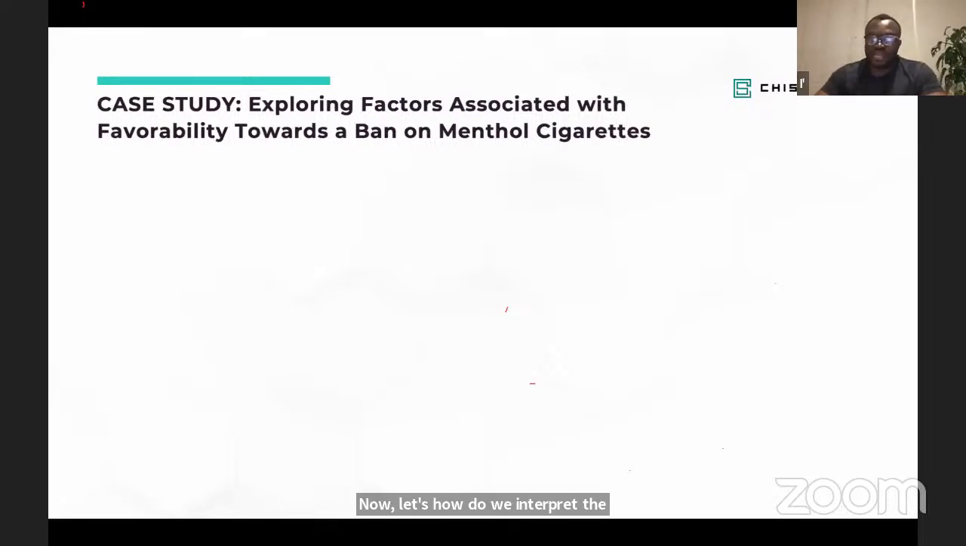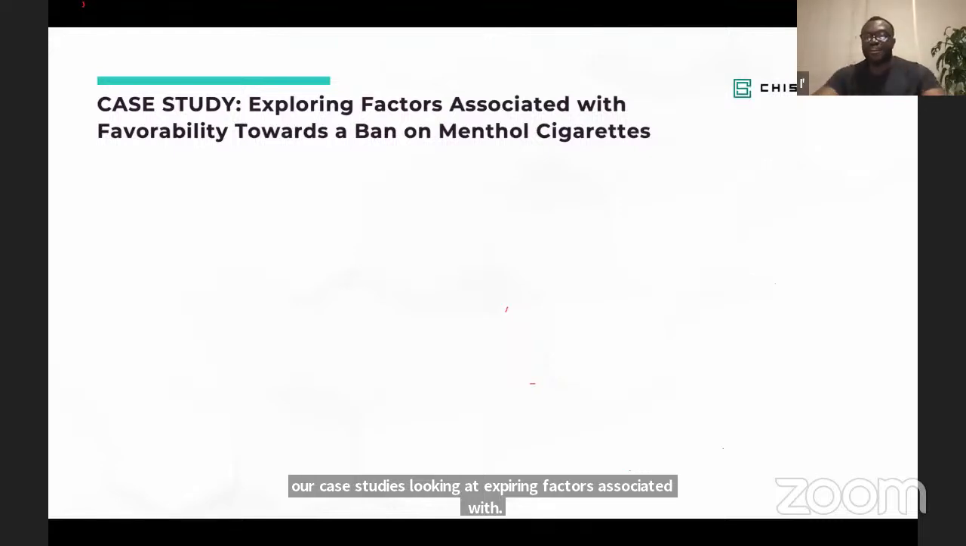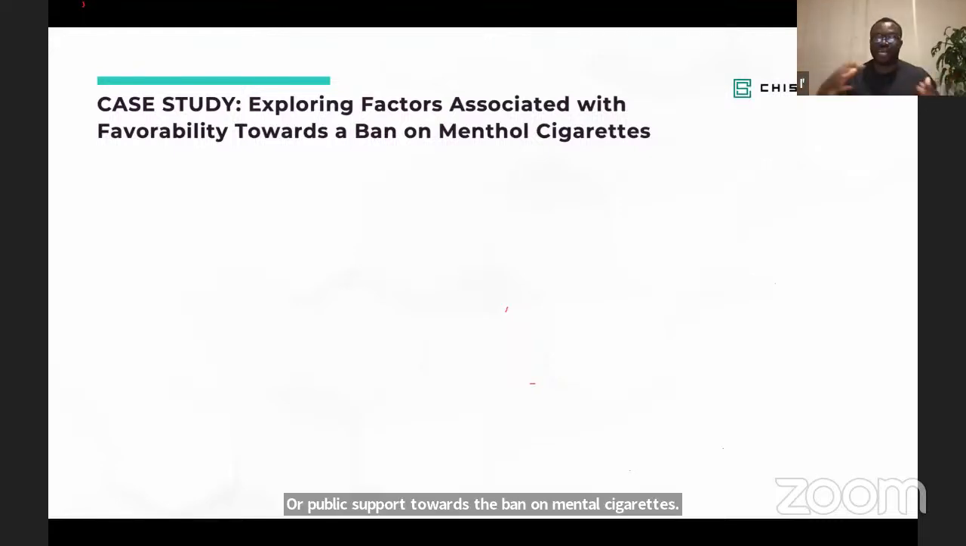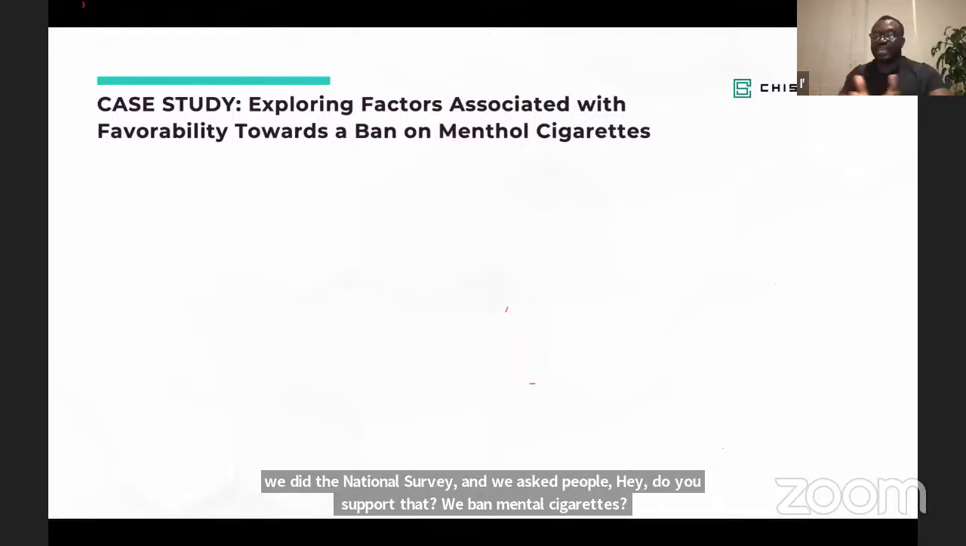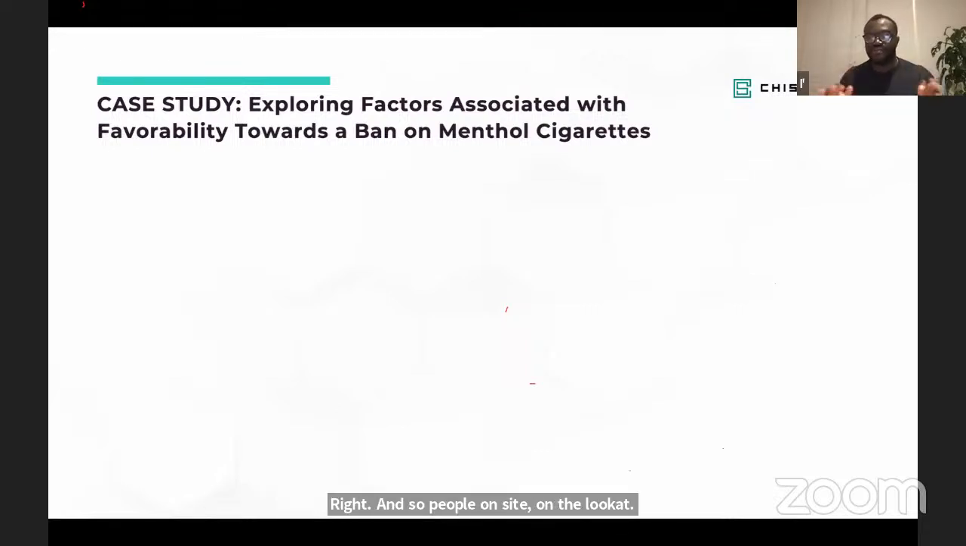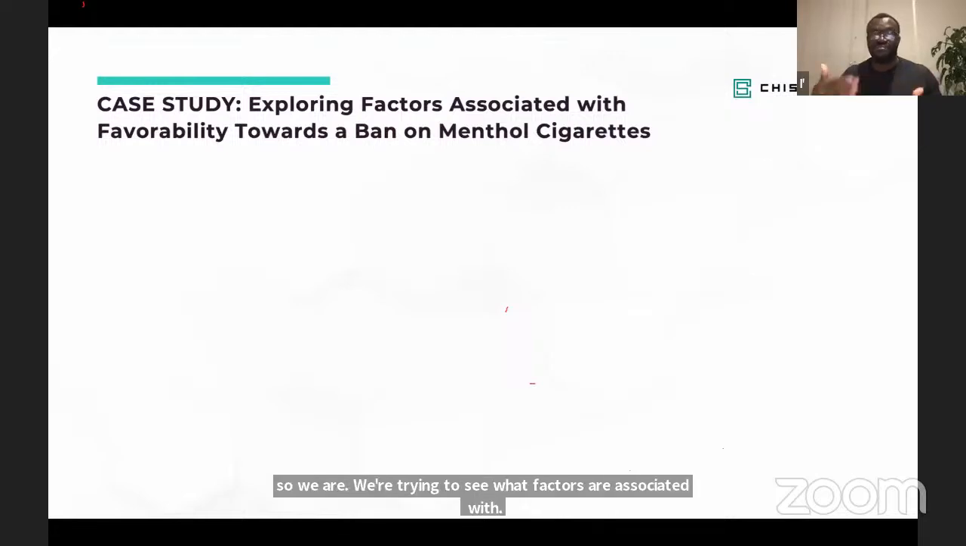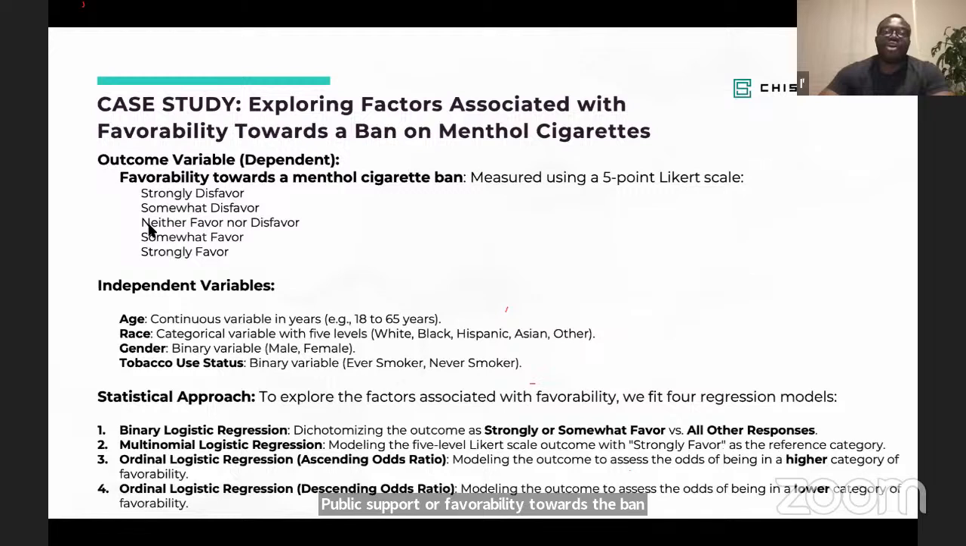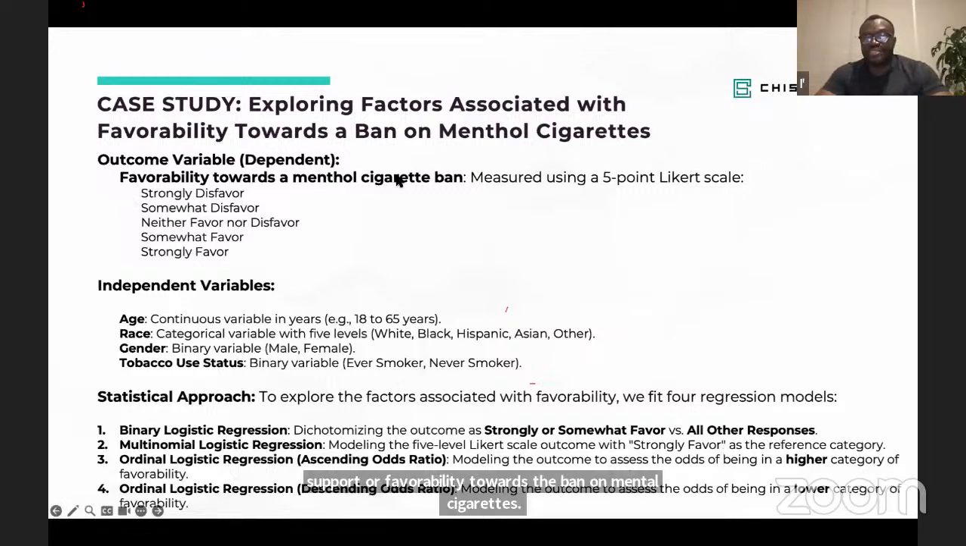So now how do we interpret the different regression models? Let's look at the case study and tie everything we've covered together and see how we interpret them from beginning to end. Our case study is looking at exploring factors associated with favorability or public support towards a ban on menthol cigarettes. We did a national survey and asked people, do you support that we ban menthol cigarettes? People answered on a Likert scale. We're trying to see what factors are associated with public support or favorability towards a ban on menthol cigarettes. So the outcome variable is favorability towards a menthol cigarette ban.